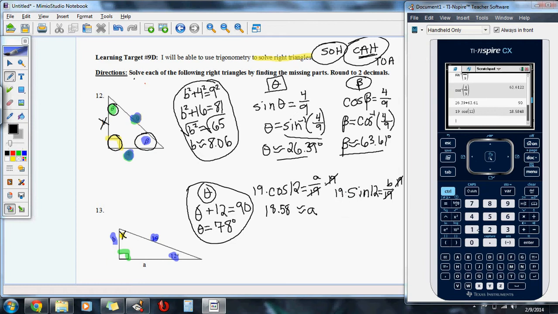And then I'm going to do this exact same thing, except now it's 19 times not cosine, but this time, sorry, it's just sine. So 19 times sine of 12. Hit enter, and it looks like B is approximately 3.95 if we go to 2 decimals.